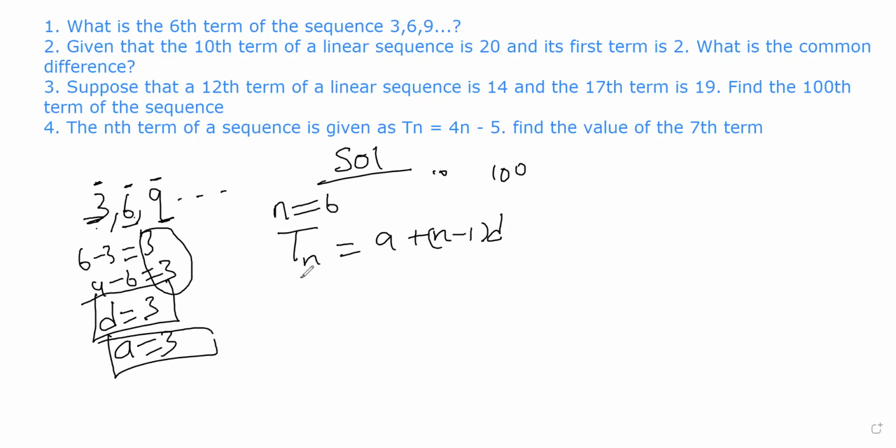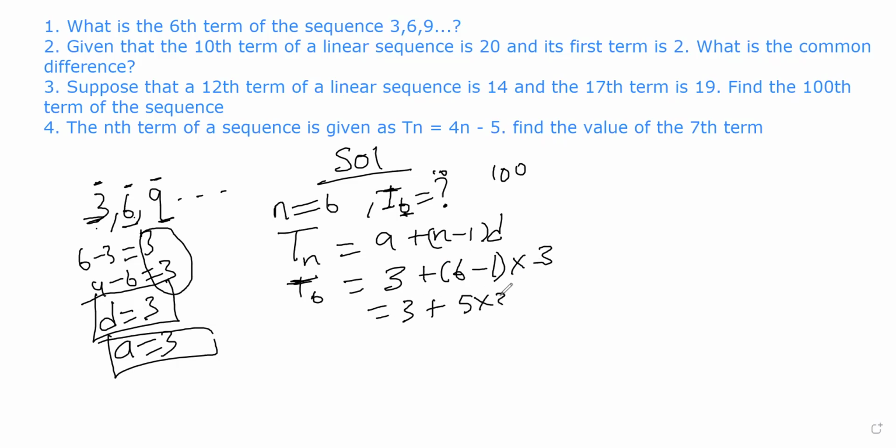So we're looking for T6. Let me write it here. T6, because it says sixth term. So it's T6 we are looking for. So we substitute. What is the value of A? Our A is 3 plus open bracket. What's the value of N? 6 minus 1. Then what's the value of our D? 3. So this is 3 plus 5 times 3. So 3 plus 5 times 3 will give you 15, 3 plus 15. So our T6 is 18. So it means that the 6th term is 18.